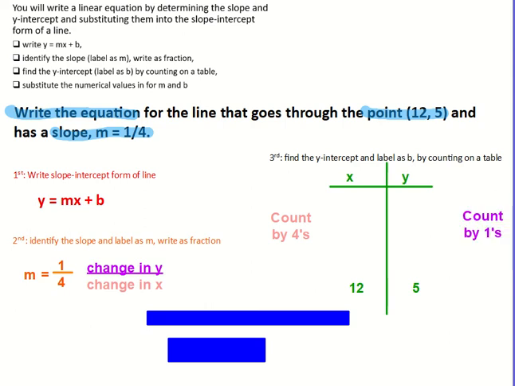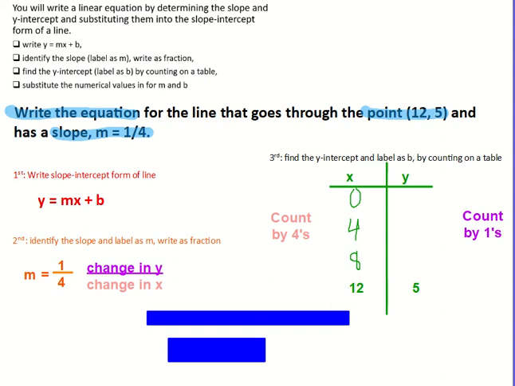Because we're trying to find the y-intercept, which has an x coordinate of 0. So if I'm trying to go from 12 to 0, counting by 4's, I would go backwards. So 12, 8, 4, 0. There's my 0. Again, I counted by 4's backwards.